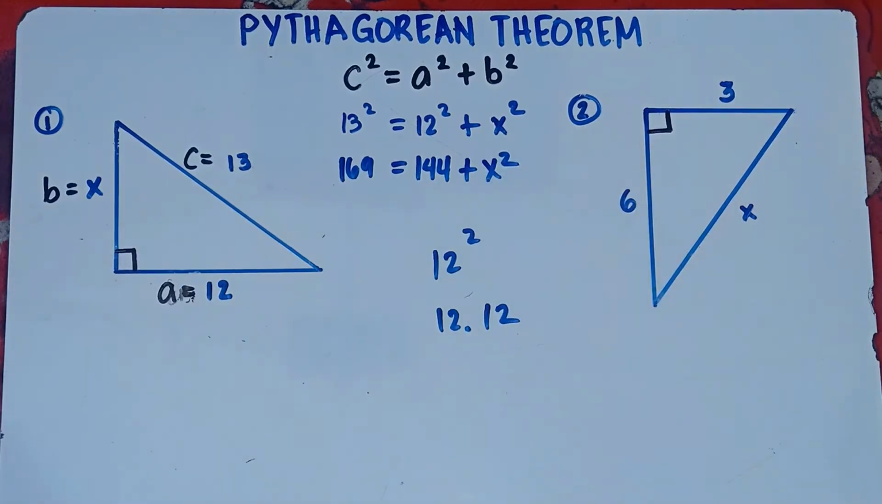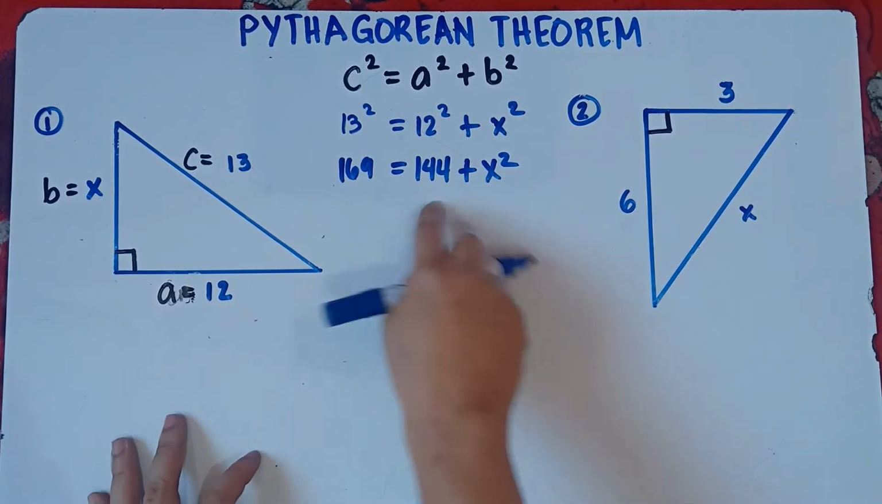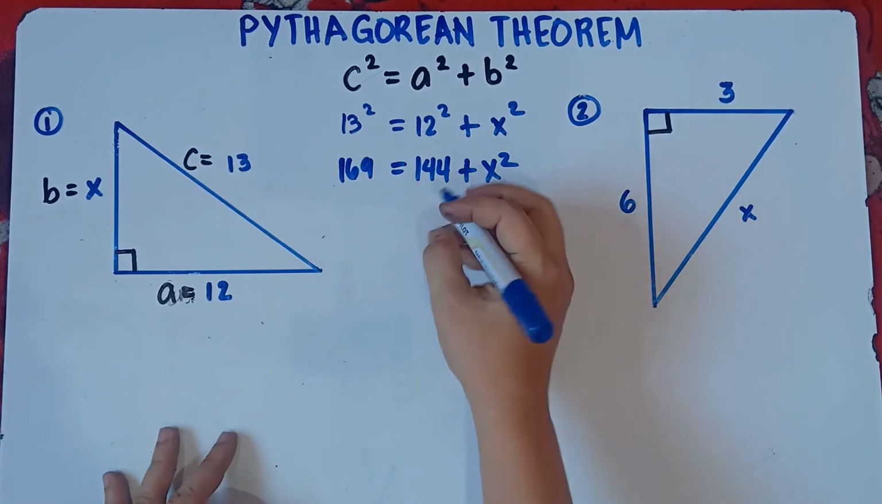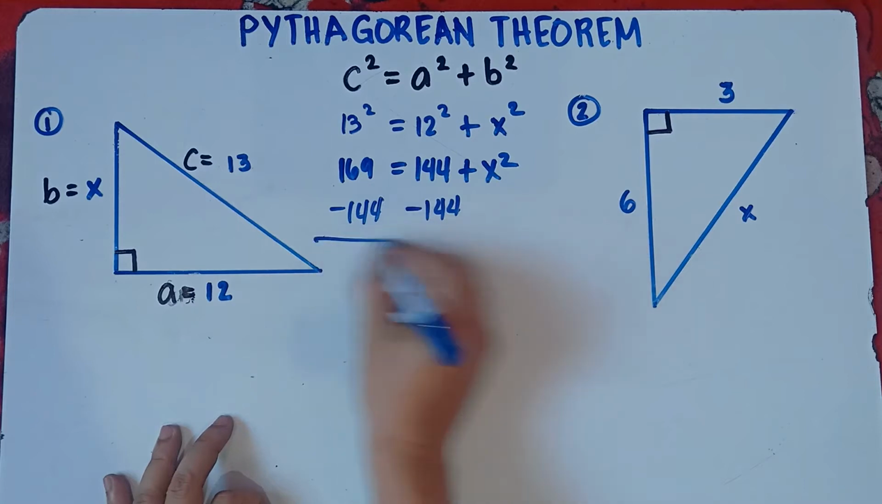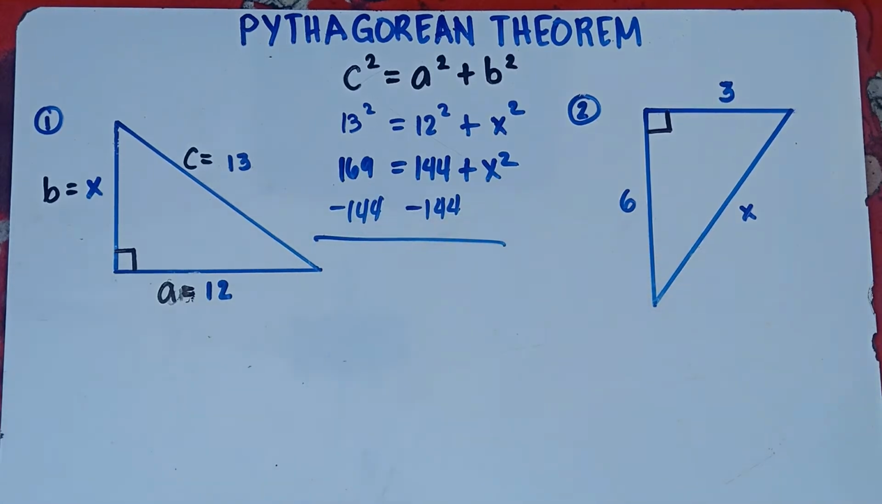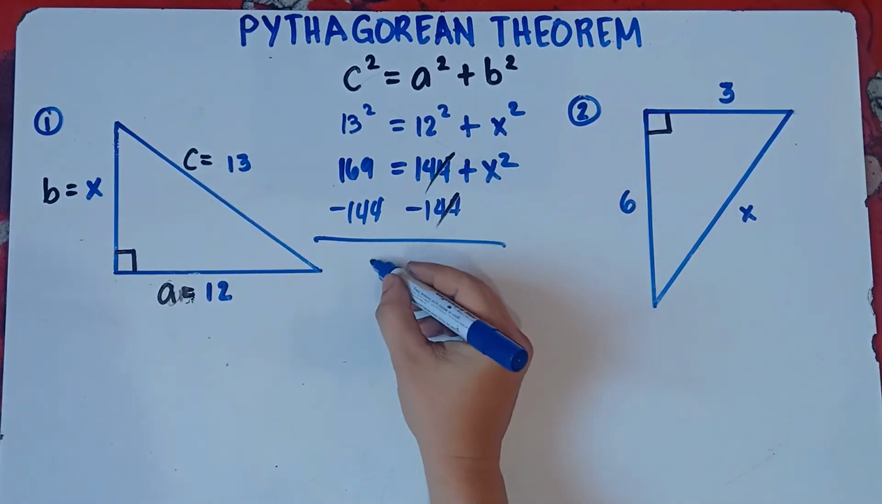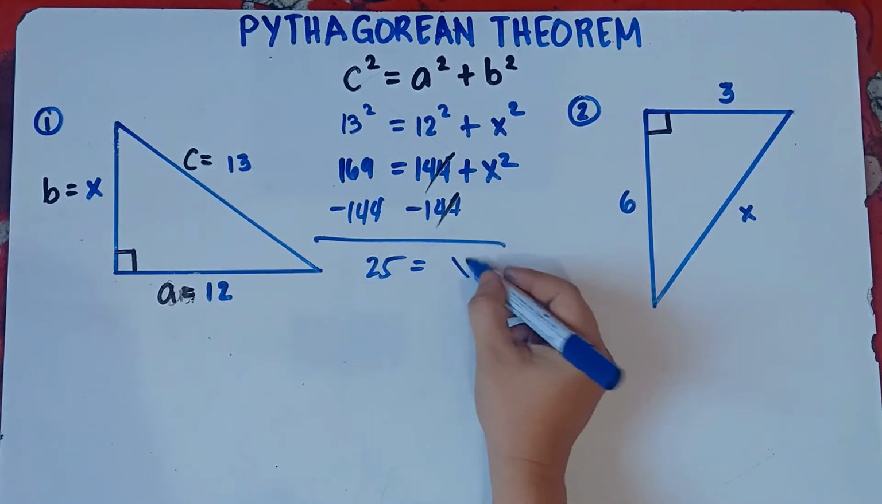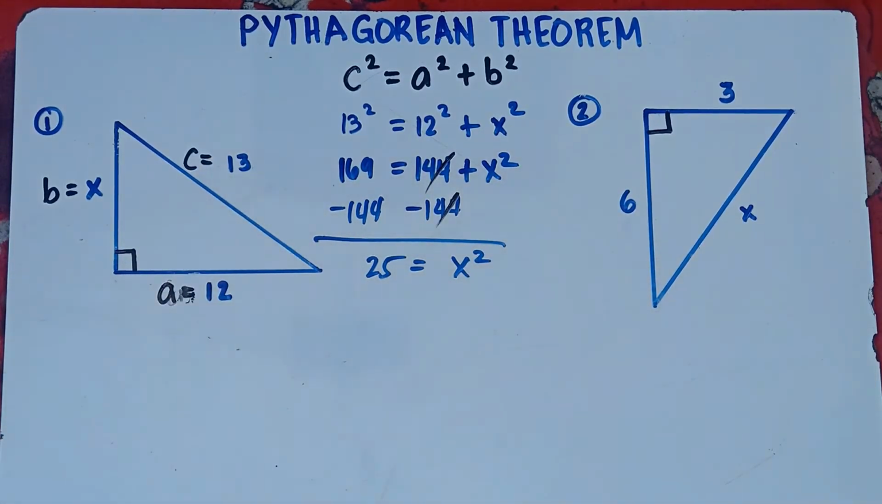squared. Now, in this scenario, class, to find the value of X, you can subtract both sides by 144 so that you can cancel this out. Okay, subtract both sides by 144. That is the subtraction property of equality so that you can cancel this out, and this will be 25 equals x squared. So for the solution, you can do it this way, subtraction property of equality.